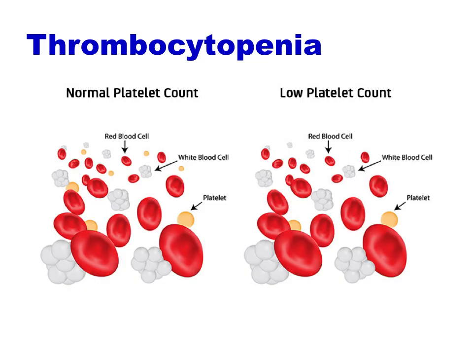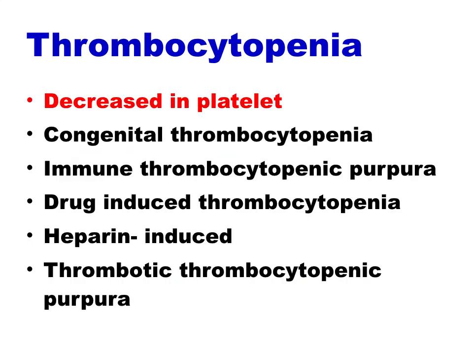So thrombocytopenia, if you compare the count of a normal person compared to a person with thrombocytopenia, you will observe that there is a lesser number of platelets seen in the peripheral blood. So thrombocytopenia is a decrease in platelets. It can be caused by a lot of things as listed here.